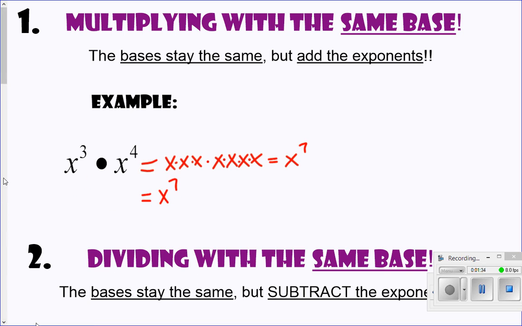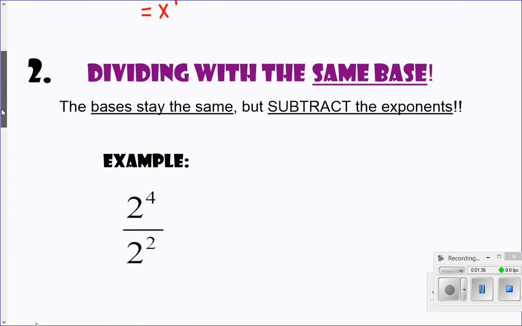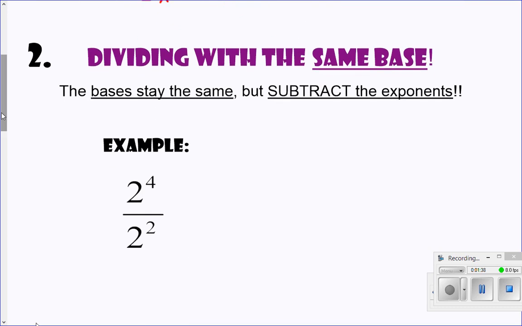Next, you learned how to divide when you have the same base. So dividing with the same base, we'll do the long way first. 2 to the 4th is our example here, divided by 2 squared. So 2 to the 4th means 2 times 2 times 2 times 2, and 2 squared means 2 times 2. So I can see I have 2's in common. They're common factors, so I'm factoring them out. And when I do that, I'm left with 2 times 2, which is 4.